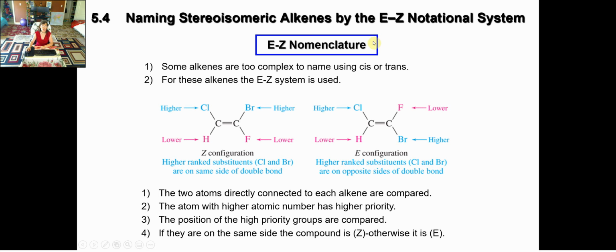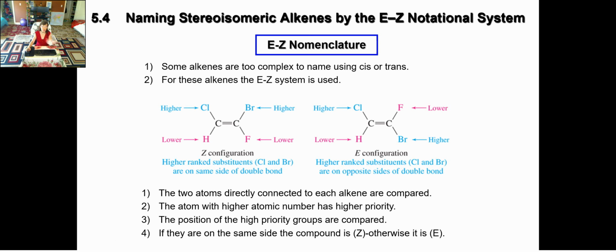Sometimes in the nomenclature, you have 2 complicated substituents. So therefore, you cannot simply use the cis or trans naming convention. So in this case, we can use EZ nomenclature, naming stereoisomeric alkenes by the EZ notation system. Again, because your substituents become very complicated, you are going to use the EZ system. So what you need to know, you need to identify which substituent has the higher priority.